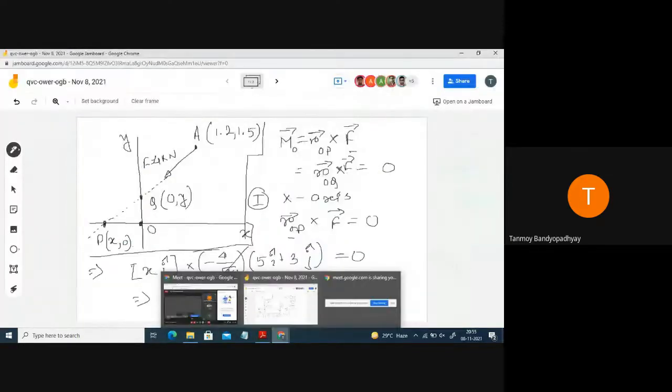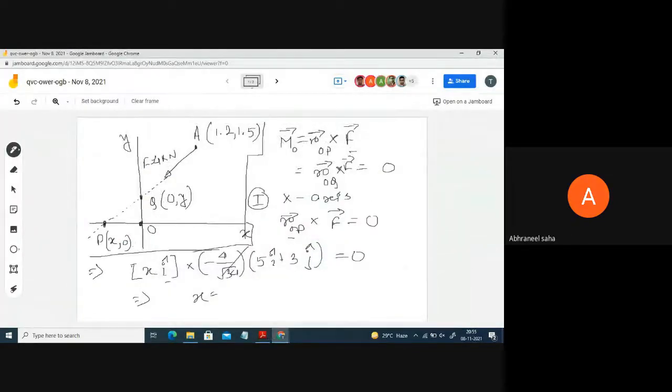What is the value of x coming out to be? Sir, x is minus 1.3. Yes, minus 1.3 comma 0. Okay, so it should be minus 1.3. So the coordinate of the point where it is cutting on the x-axis and where the moment is 0, that is minus 1.3 comma 0.